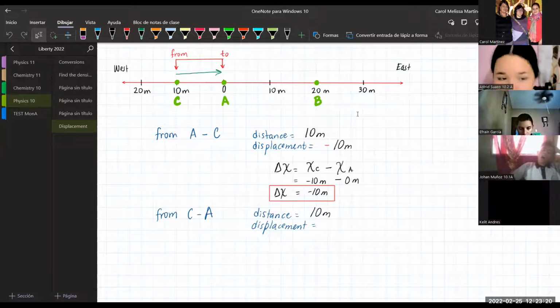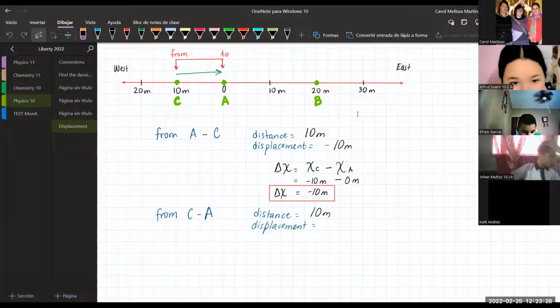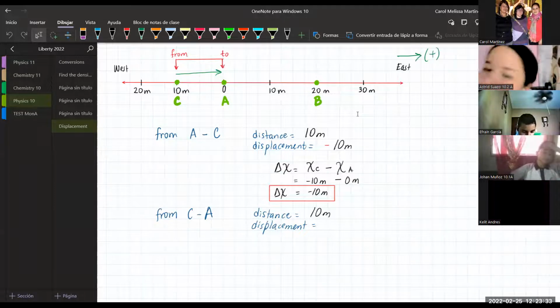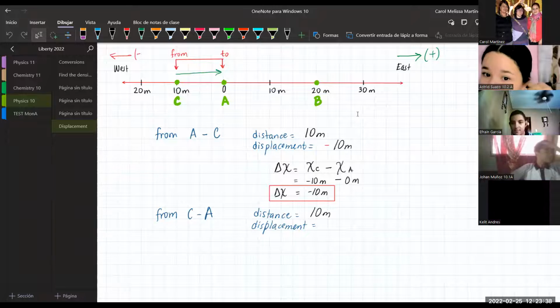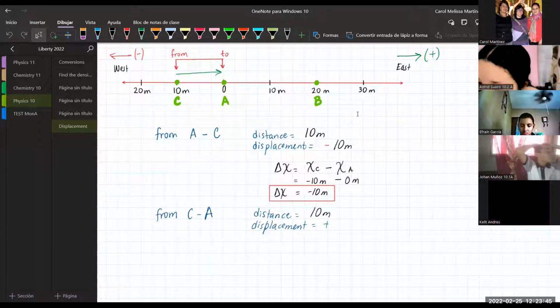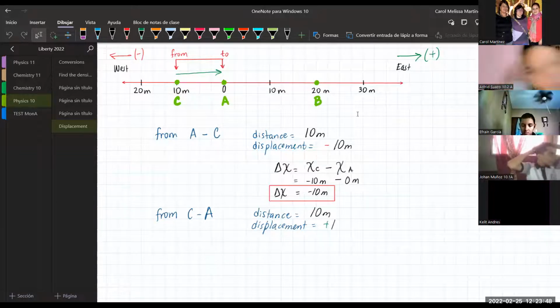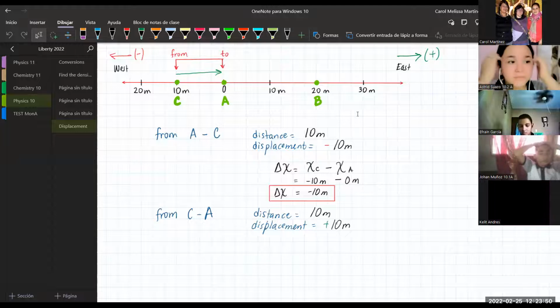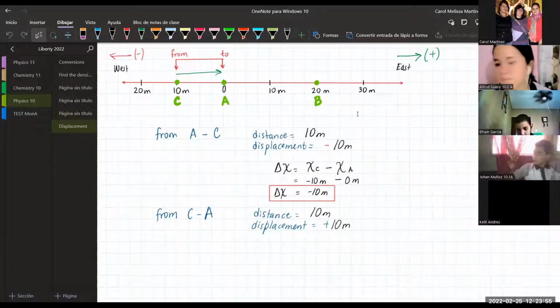So this is the motion that it has. From C to A is moving to the east. If it goes to the east, everything that goes to the east will be considered positive. Everything that goes to the west or to the left is going to be considered negative. In this case, the displacement is plus 10 meters. So you see, that's more or less the idea in general that I want you guys to work with.